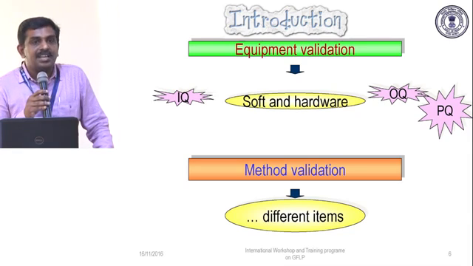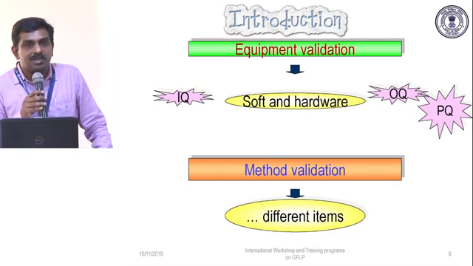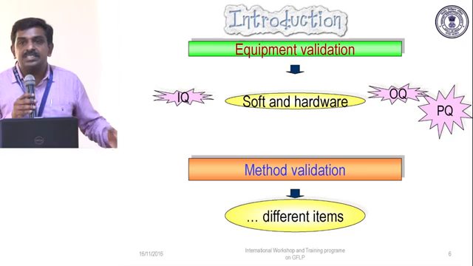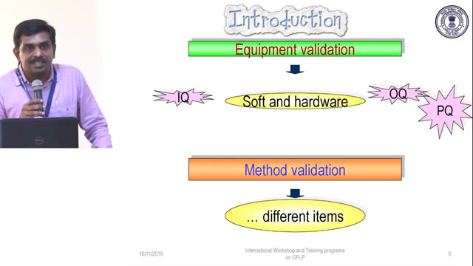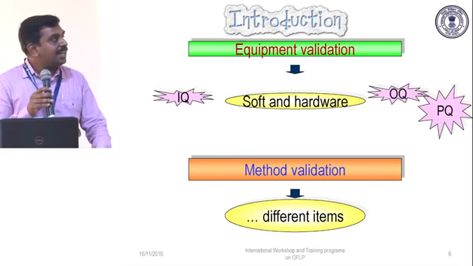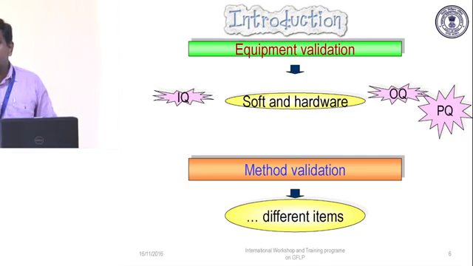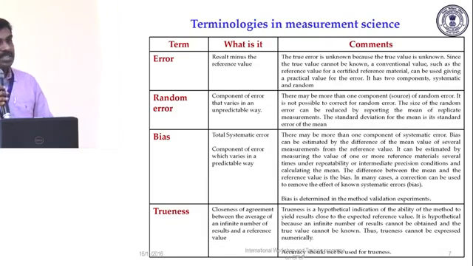So generally we have a tendency to do an IQ, instrument qualification, and an OQ, operational qualification, when you purchase an equipment. At that time they validate and give it. However, after some time they just tell us that the software has been upgraded. Then it's a big challenge for many laboratories. Ideally, if there is a change in the software or the hardware, that also should be validated. So method validation happens in different items.